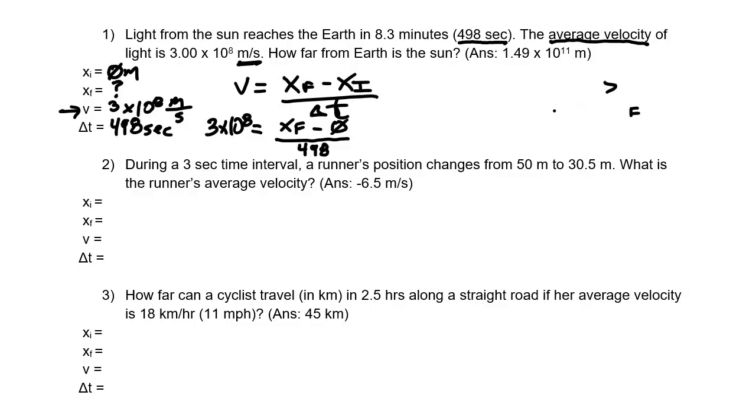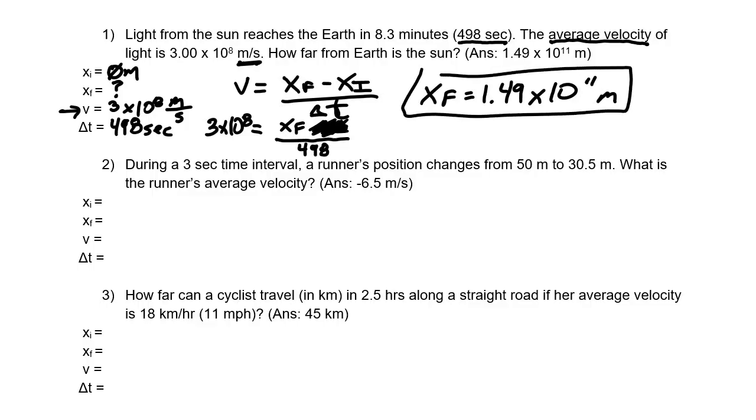I'm just going to delete our picture over here. Does this subtraction of 0 add any sort of value to our problem whatsoever? No, right? So all that we basically have here is xf divided by 498. How do we get rid of a division by 498? You multiply 498 on both sides of the equation. When you plug this into your calculator, you should get a final position of 1.49 times 10 to the 11th power, and that should be in units of meters. And that's your final answer.